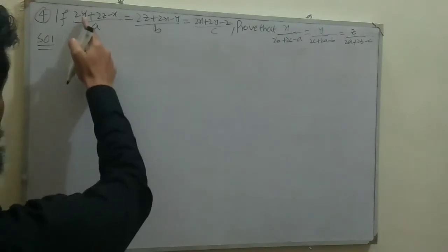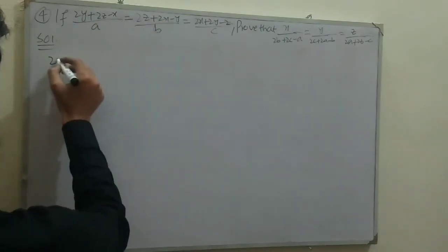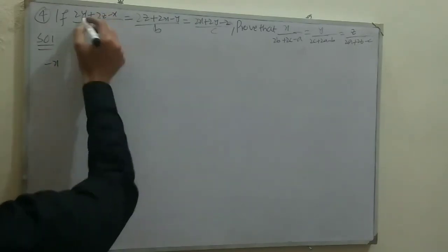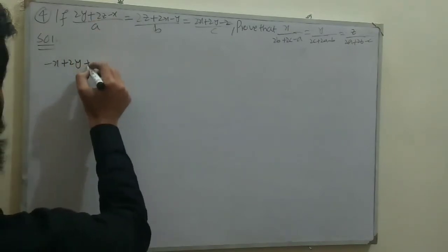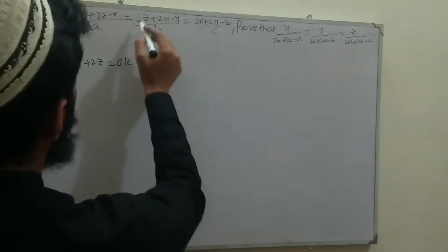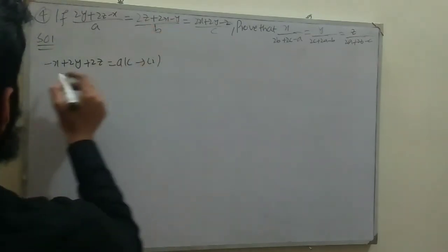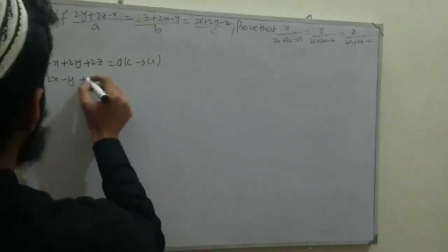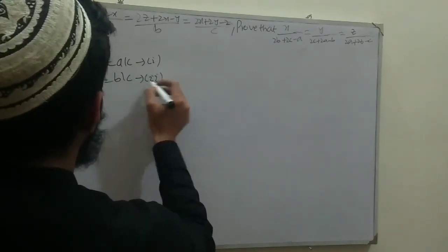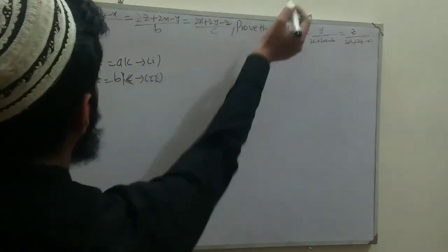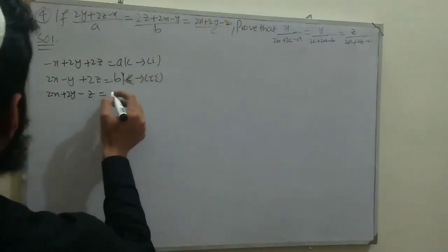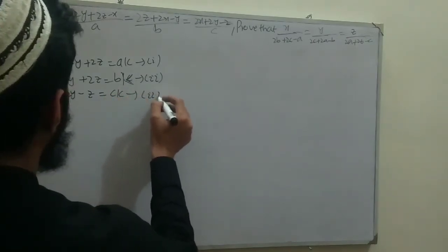Using k theorem, this side will be equal to k, so a will shift to the right hand side, becomes minus x plus 2y plus 2z is equal to ak. Let's suppose this is equation number 1. Using 2x minus y plus 2z is equal to b, shift to the right side, becomes bk. Let's suppose this is equation number 2. And shift c to the right side, becomes ck, so 2x plus 2y minus z is equal to ck. Let's suppose this is equation number 3.